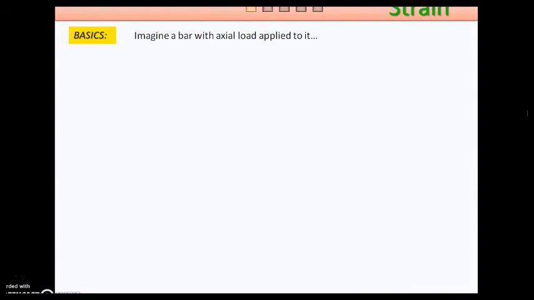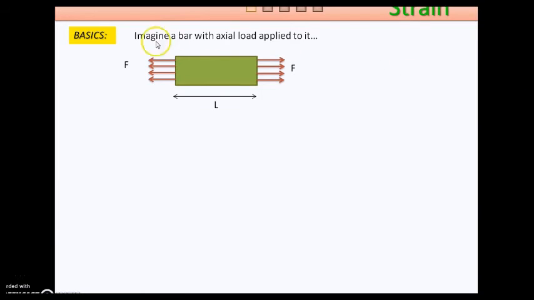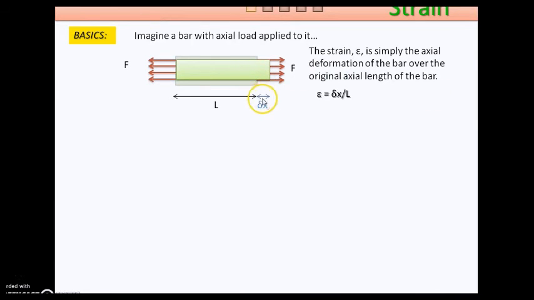We now move on to strain analysis, which bears many similarities to stress analysis. Starting with the basics, as we did for stress, here we ask students to imagine a bar with original length L and a force applied to either ends axially. It is expected that the bar will deform by a certain length delta x here. And from this we derive the basic strain equation: change in length over the initial length.